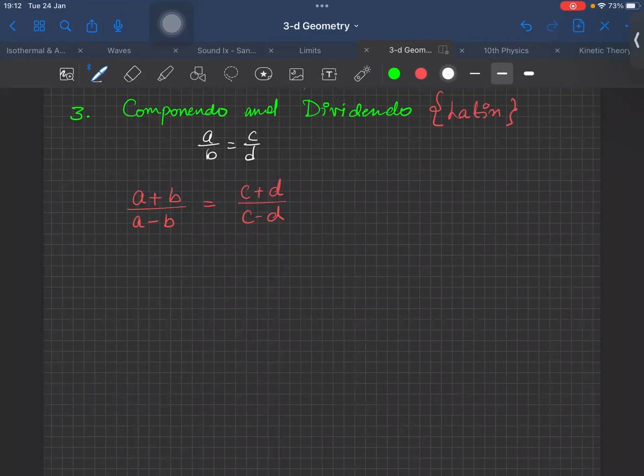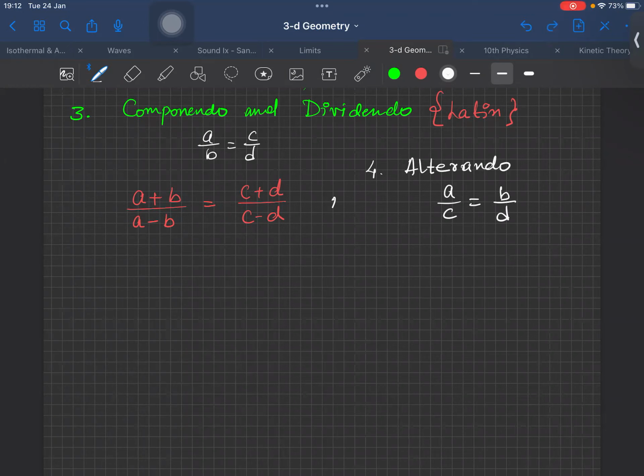There is another operation, the fourth one. Let's write alterando. So if a by b is equal to c by d, then of course a by c is equal to b by d. We just cross multiplied it.